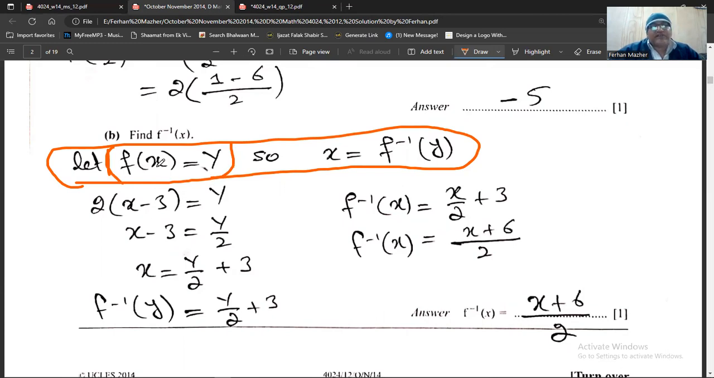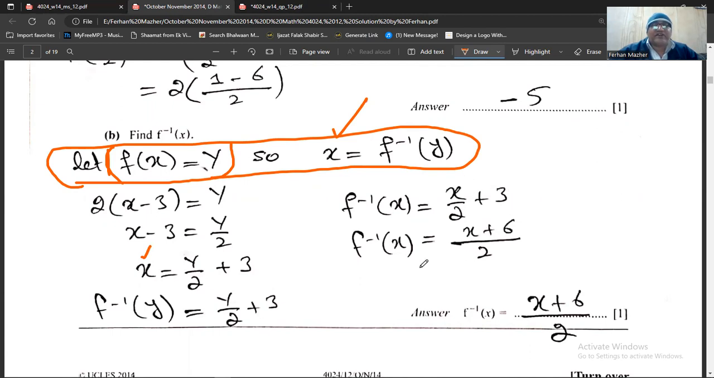So in the place of f of x, I will put the formula, that is 2 bracket x minus 3 bracket close equals y. Then I will make x the subject of the formula. So x minus 3 will be equal to y by 2. So x will be equal to y by 2 plus 3. In the place of x, I will put this value, so f inverse of y is equal to y by 2 plus 3. Then I will change the variable here. In the place of y, I will put x. f inverse of x is equal to x by 2 plus 3.